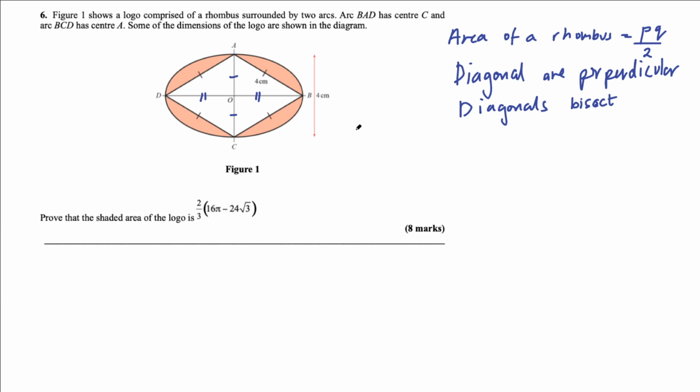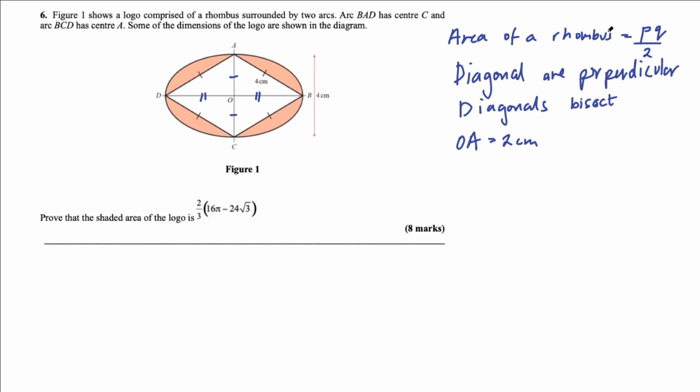Alright, so a few things to note. Firstly, if this length is 4 centimetres, then OA will be 2 centimetres. Same for OC. So we could write down OA equals 2 centimetres. And we also have the hypotenuse of this right-angled triangle in here. OAB must be a right-angled triangle, so that will allow us to find the length OB.